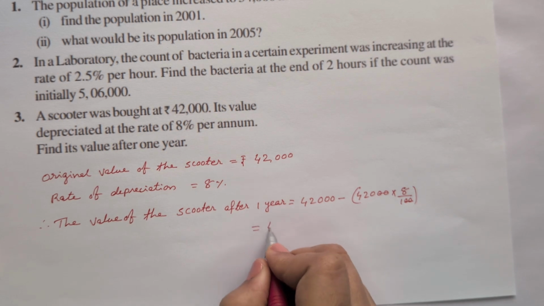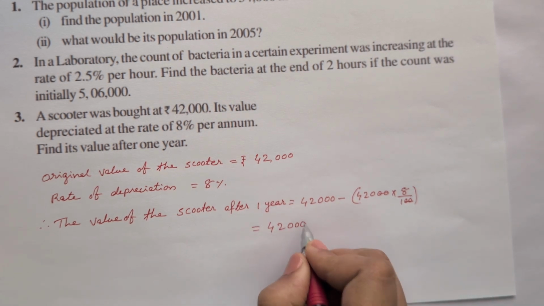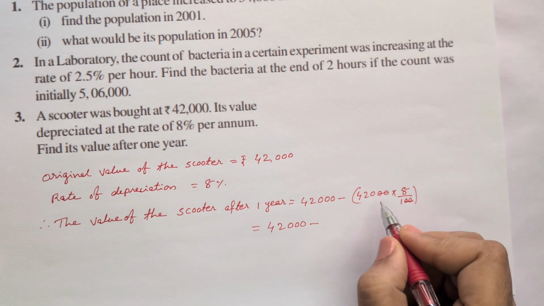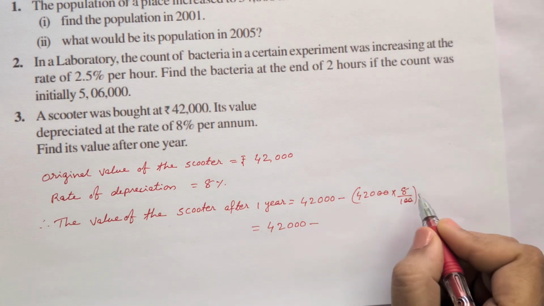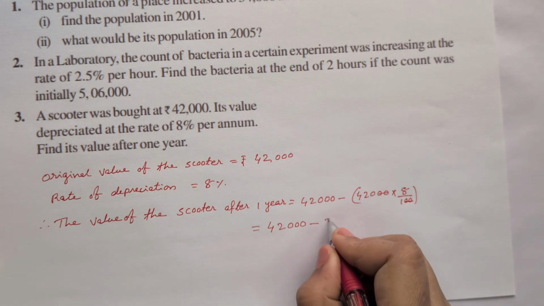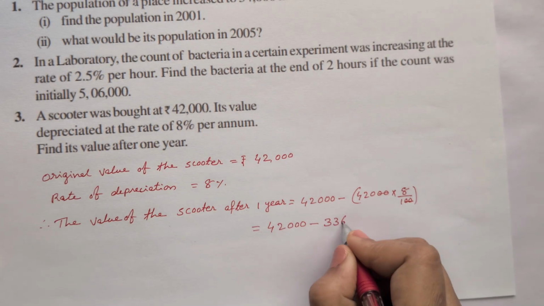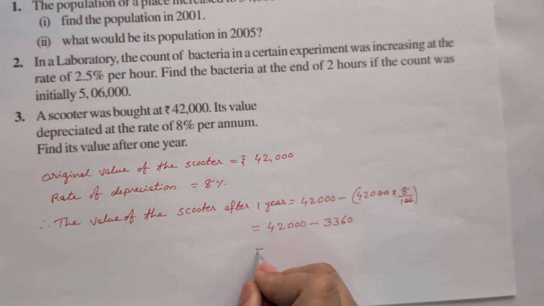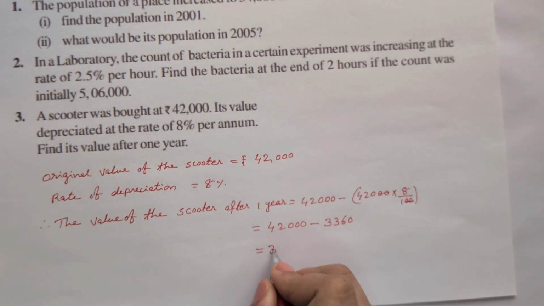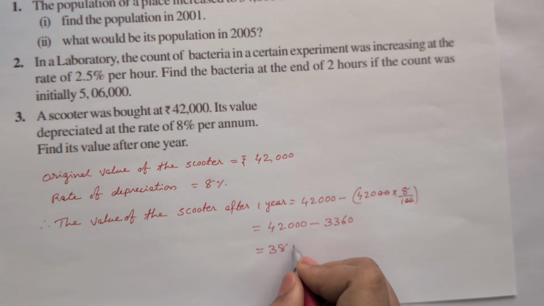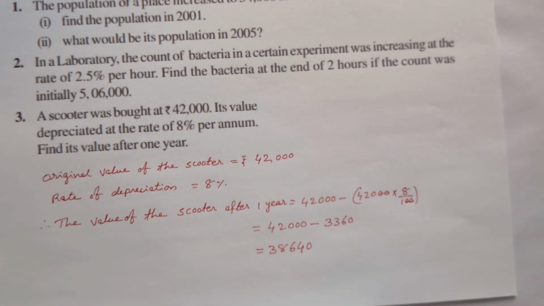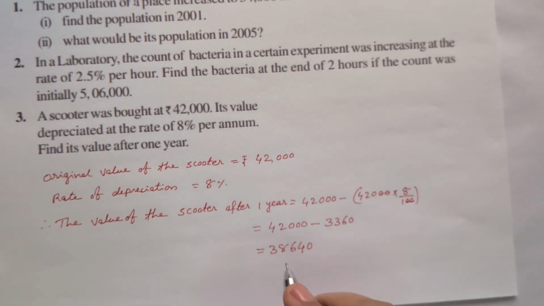So we can write that as 42,000 minus, when we are multiplying, 420 into 8 will get 3,360, which is equal to 38,640. So we can write the value of the scooter after 1 year is rupees 38,640.